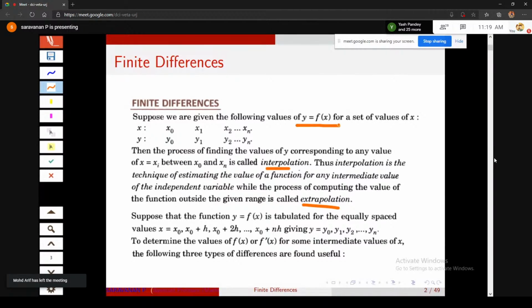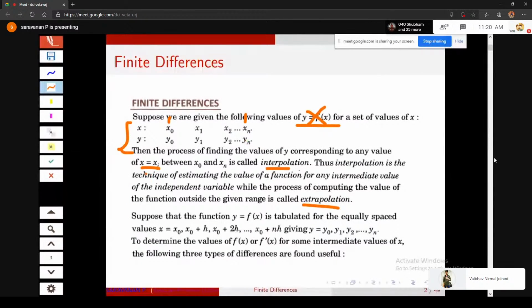Suppose we don't know the function y equal to f of x, we know only the tabulated values. Corresponding to x equal to x0, we know the value of y. Corresponding to x equal to x1, we know the value of y, etc., up to xn, we know the corresponding value as yn. From this table, we want to compute the value of y corresponding to x equal to xi. Suppose this xi lies in between x0 and xn. The process of finding the value of yi is known as interpolation.